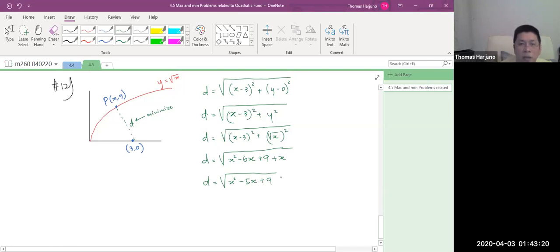But d is minimum when the radicand is minimum. So we don't want to deal with the square root. We deal with the radicand, the expression inside the square root. And that is minimum when x equals what? Negative b over 2a. That's 2.5.